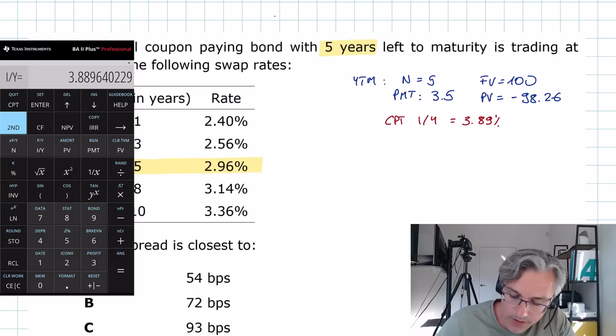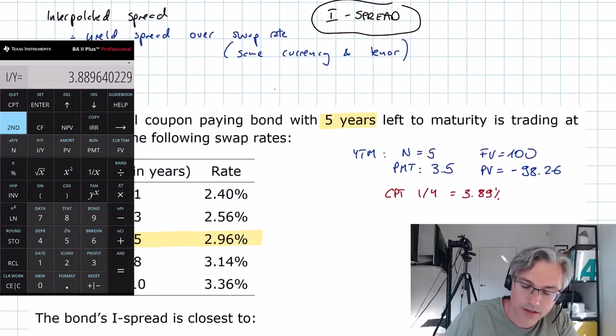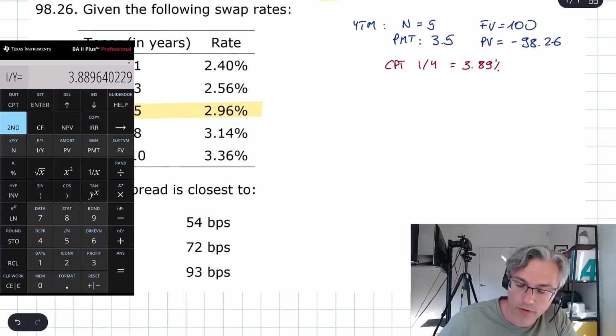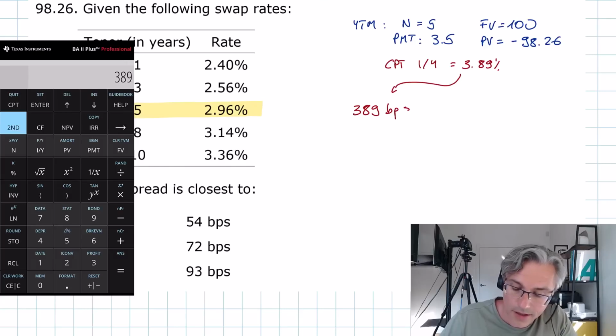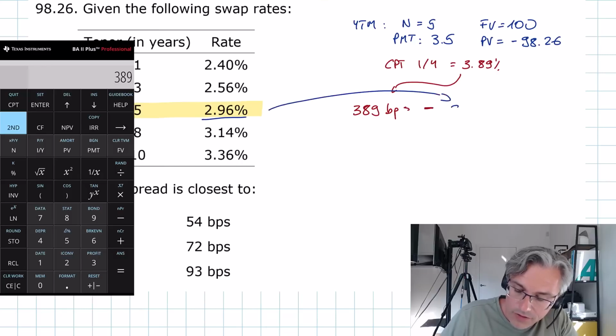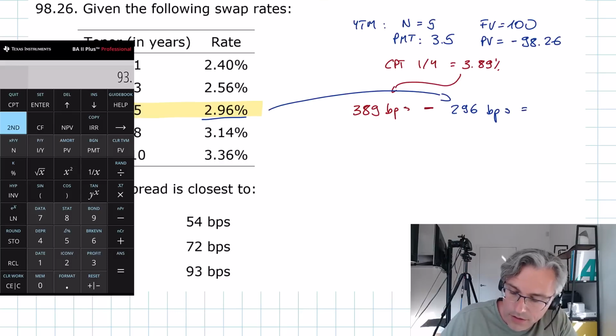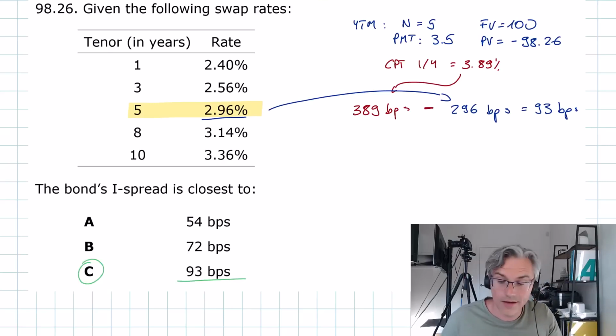And the bond's I spread is closest to, well, I said before that the I spread is the yield spread over the swap rate. So I take this 389 basis points, and deduct this number, which is 296 basis points. Okay, I get 93 basis points. That's absolutely in line with answer C, isn't it? 93. That's the answer to the question.